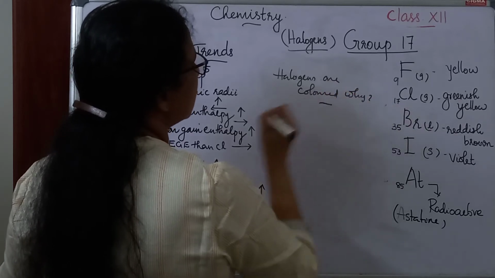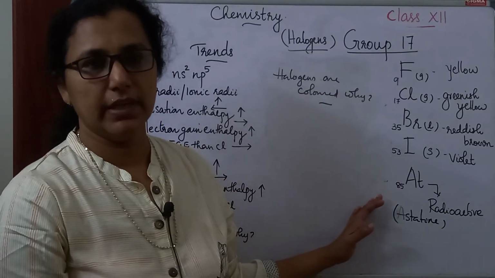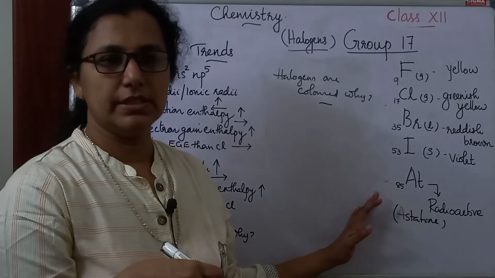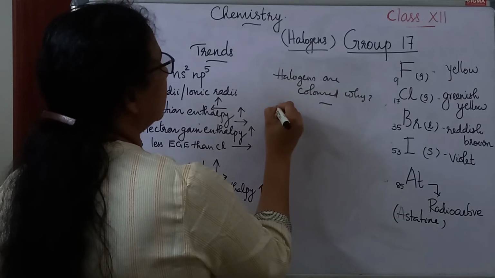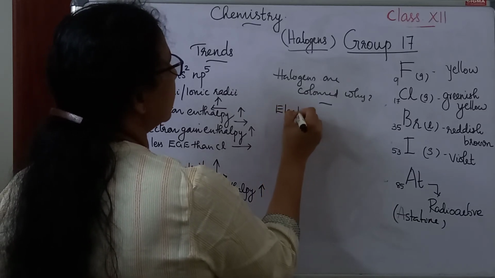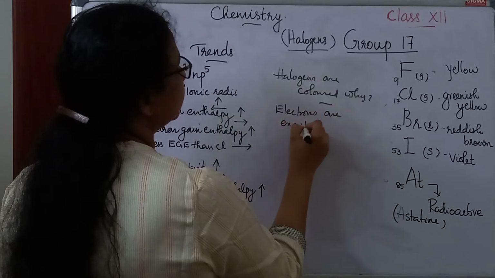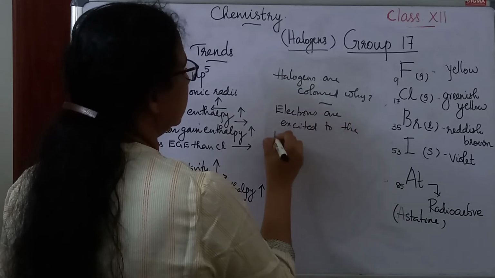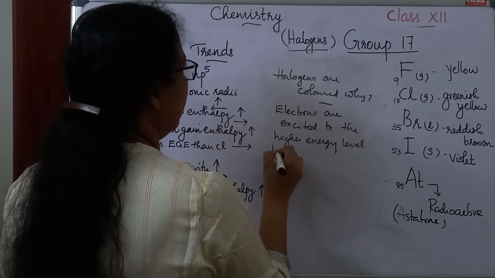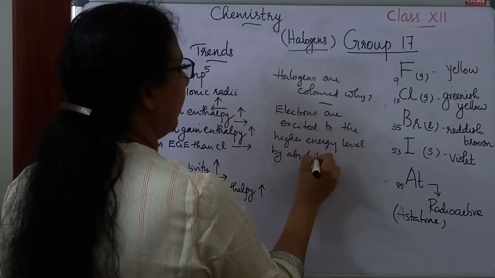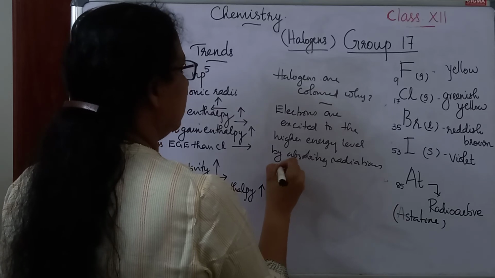Actually the outer electrons are excited to a higher energy level by absorbing energy or radiation from the visible region. So the reason is that electrons in the halogen atom are excited to a higher energy level by absorbing radiations in the visible region.